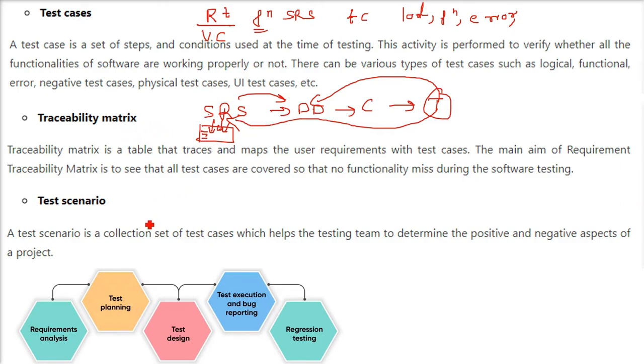Then the test scenario. This is a collection of a set of test cases. We can have multiple test cases. So these test cases are going to help the testing team to determine the positive and negative aspects of the project. Okay. So as I said, there can be multiple kinds of testing. So this test scenario is sometimes also a document which we refer to in SQA.